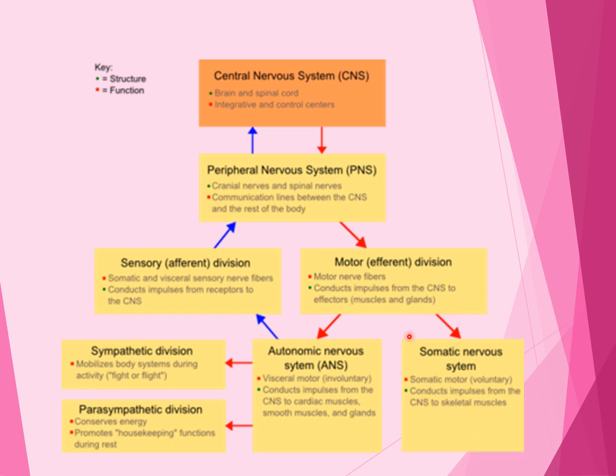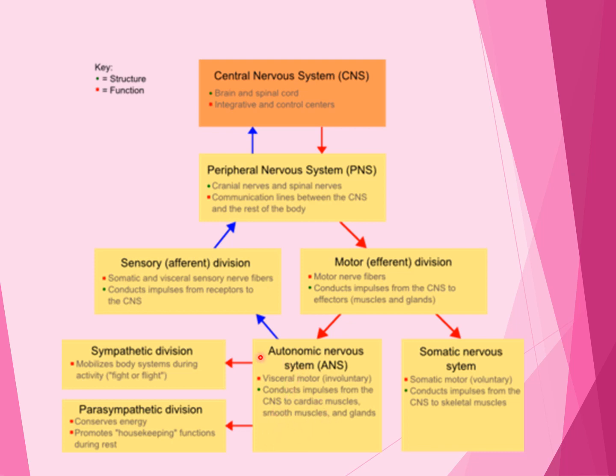And in autonomic nervous system, the motor division conducts the impulses from CNS to cardiac muscle, smooth muscle and glands, so that are considered as visceral organs. So the autonomic nervous system is mainly concerned with the visceral organs or vegetative function. So it is also known as autonomic vegetative nervous system.